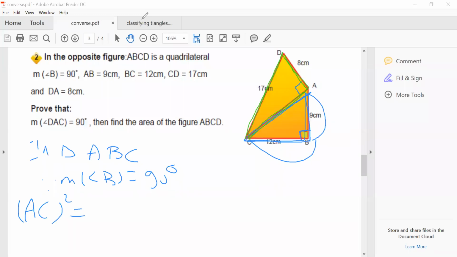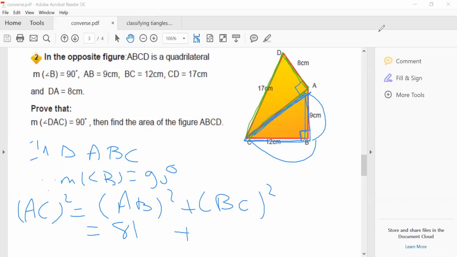15 square, 12 square. What plus what, or what minus what, will be the rule? 9 square plus 12 square. Yes, equal plus, because I want to get the longest side. So AC square will be AB square plus BC square, which is 9 square, 81, plus BC square, 12 square, 144. So 81 plus 144, the summation is equal to 225. So AC will be root 225, which is 15. So AC equals 15 centimeters.